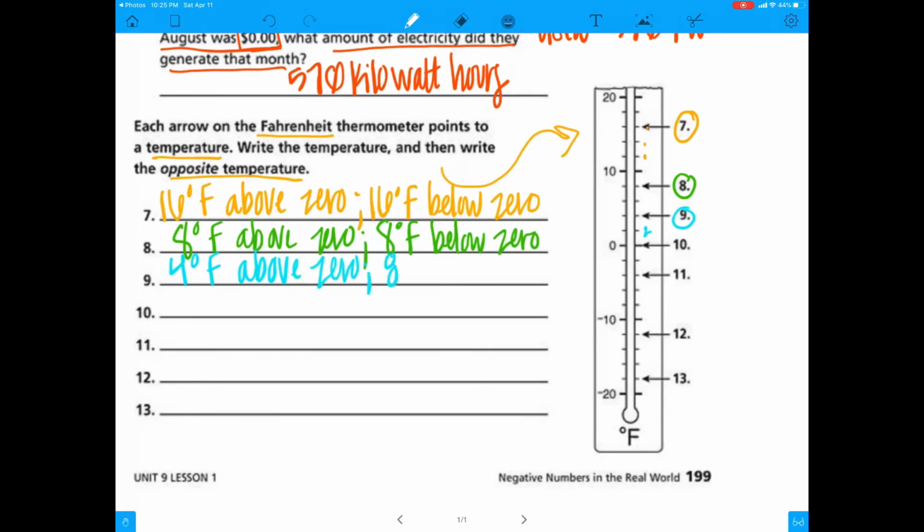It is super important that you include the label of Fahrenheit, because you could say 7 degrees above 0. Well, is that Celsius? Fahrenheit? What are we talking about? So we're being as specific as possible. Number 10 is 0, which is very exciting because you'll see me write 0 degrees Fahrenheit, and it's at 0. So the opposite is 0. There's no way I could write an opposite for that.